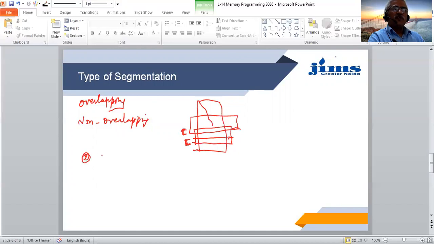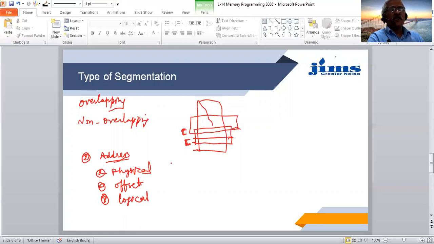Number 2, what are the different types of addressing? 1, there can be a physical address. 2, there can be an offset address. And 3, the logical address. So let us see how these addresses are calculated or formed.